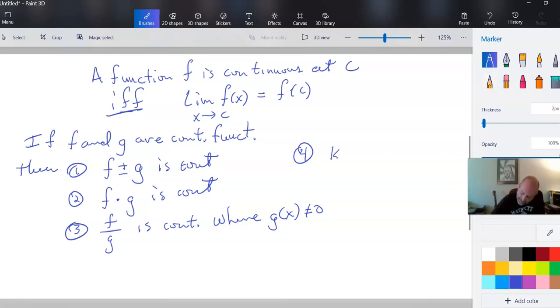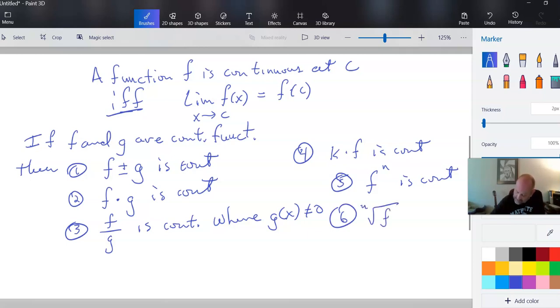Also, you can multiply a function by a number. k is just some number. Right, so that's continuous. And then also powers. If I raise f to the n power, that's also continuous. And roots, right? The nth root of f, excuse me, is also continuous, right?